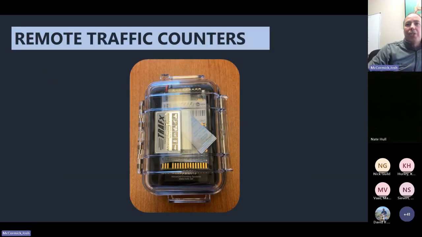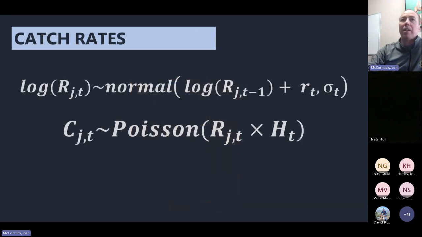And so what I just showed you was instantaneous counts, which is how we model it in this case, but we also use a lot of remote traffic counters to estimate effort. And there are some tweaks that we make to the process models and the observation models that allow us to estimate angling effort without doing a lot of on-the-ground work like we do with our on-site counts. So that's one way we've extended these models.